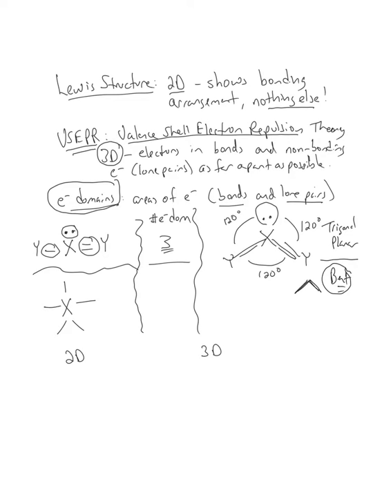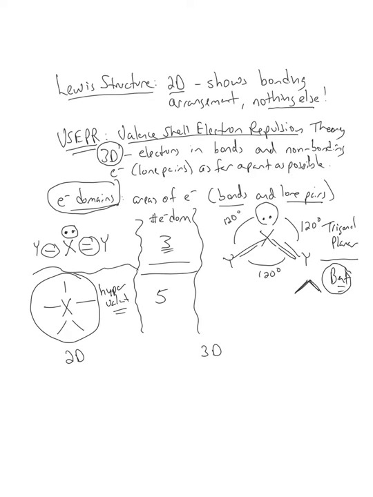Whenever we get to molecules that have more than 4 areas of electron density, here's a situation where we have 5 electron domains. Because we have more than 4, this is a hypervalent molecule, which means it does not follow the octet rule.